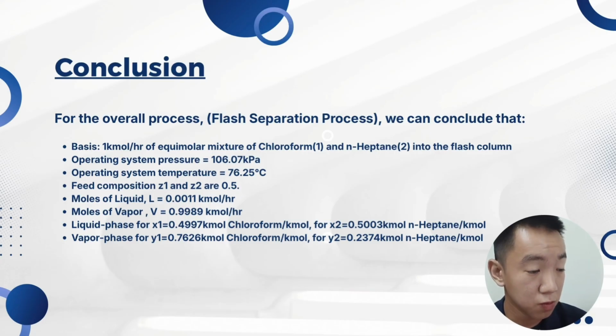Moles of liquid we calculated got 0.0011 kilomole per hour. Moles of vapor 0.9989 kilomole per hour. And for the liquid phase, for X1, we get 0.4997 kilomole chloroform per kilomole. For X2, 0.5003 kilomole n-Heptane per kilomole. And for the vapor phase, Y1 equals 0.7626 kilomole chloroform per kmol. And for Y2, 0.2374 kilomole n-Heptane per kilomole.